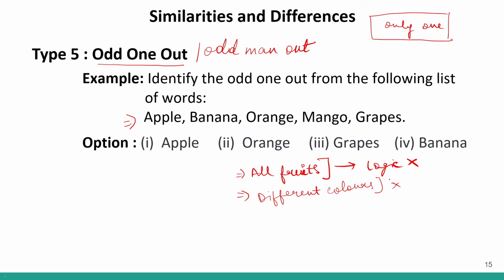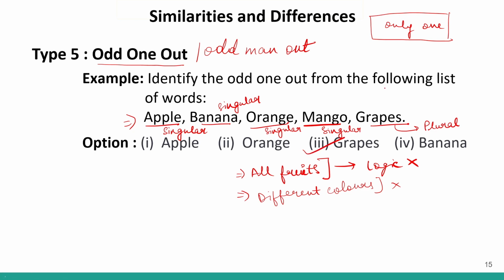So now let us look at a different logic. I can see apple. It is a singular word. Similarly, banana is also a singular word. Orange is also a singular word. Similarly, mango is also a singular word. Grapes is a plural word. So out of all the given options, only grapes is the one which is in a plural form. Everything else is in a singular form. Therefore, our answer will be option number 3, grapes.